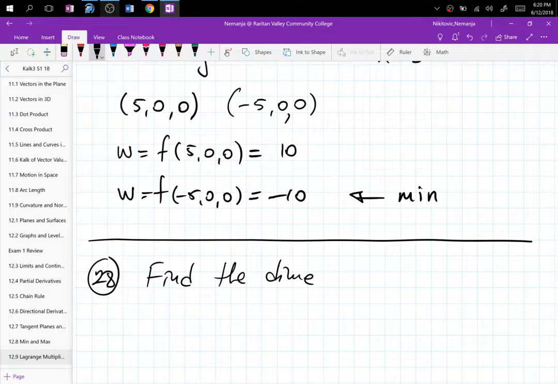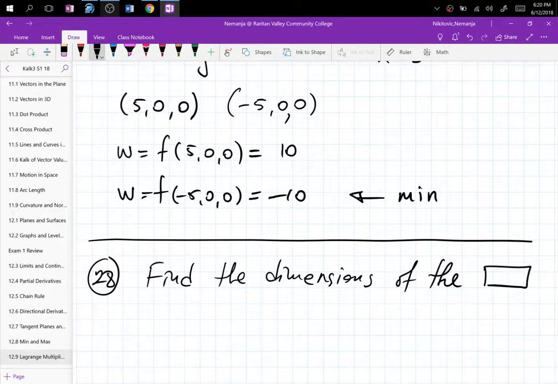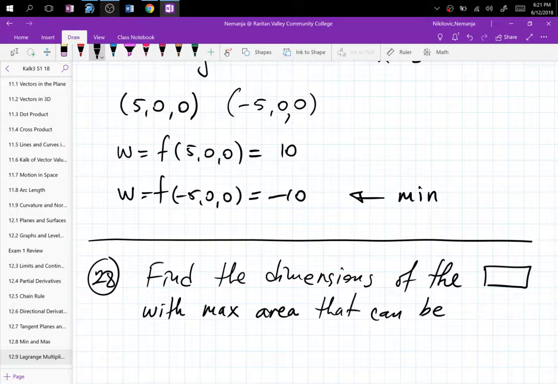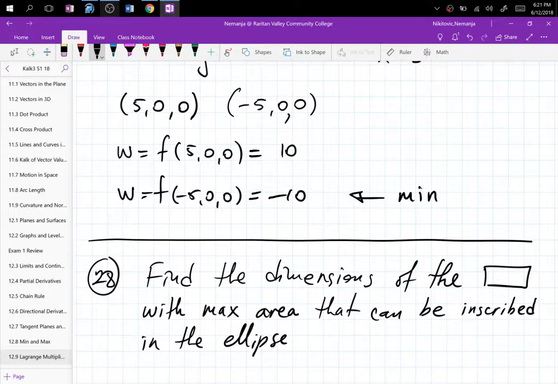Find the dimensions of the rectangle with maximum area that can be inscribed in the ellipse given by 4x squared plus 16y squared is equal to 16.